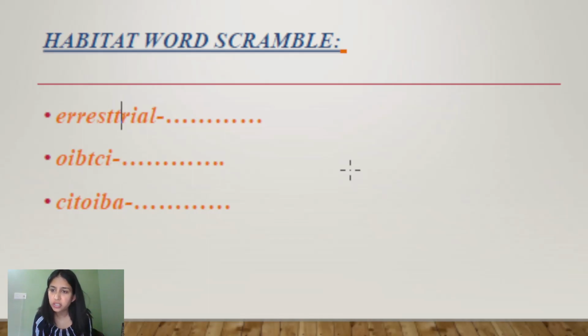And if we talk about the second one, then what should it be? It should be biotic habitat. Biotic means where living organisms are residing, living things are considered in that habitat. And the third one will be abiotic. Yes, abiotic habitat. Abiotic will be non-living things basically. So biotic, abiotic and terrestrial habitat we have discussed. So we will be moving forward from here.